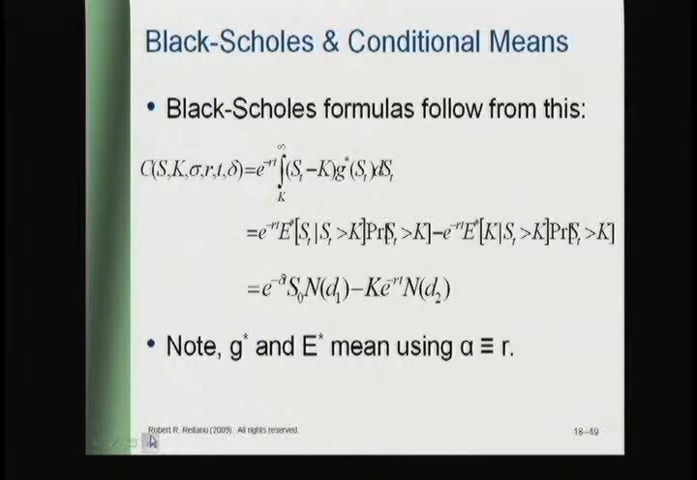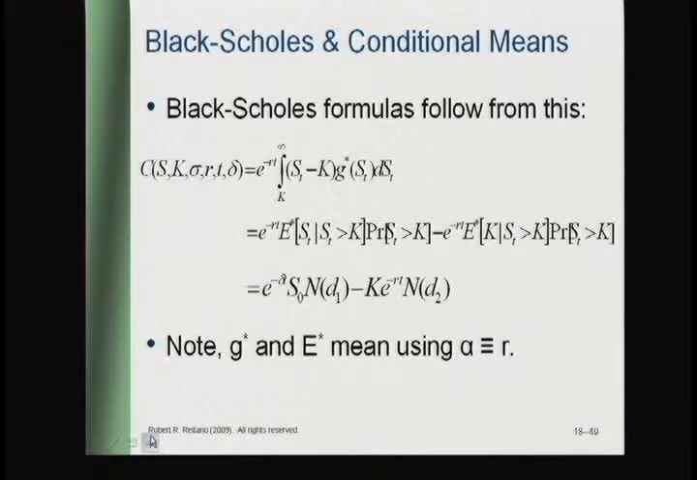So the call is the present value of the expected payoff. The expectation is defined relative to the risk-neutral measure. Because an expectation can be split, I can write this as the expected value of S minus the expected value of K.